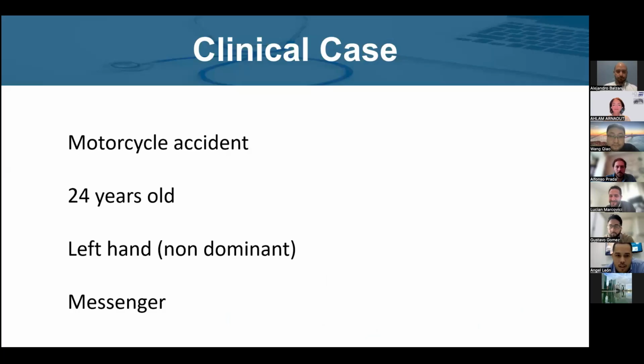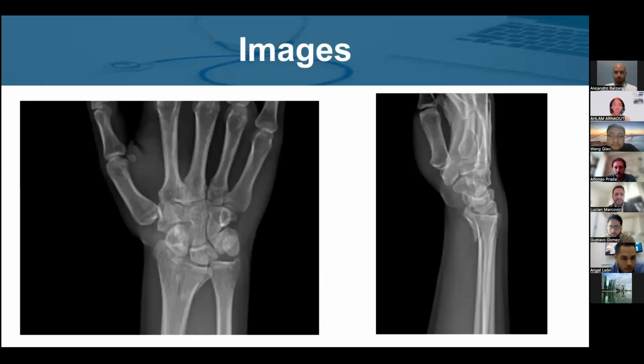Well, the clinical case began with a motorcycle accident. This patient is a 24-year-old male, left hand non-dominant. He works as a messenger, a delivery man. Now we have here the images. We have the X-ray, the front view and the lateral view. We can see an intra-articular fracture with a volar fragment.